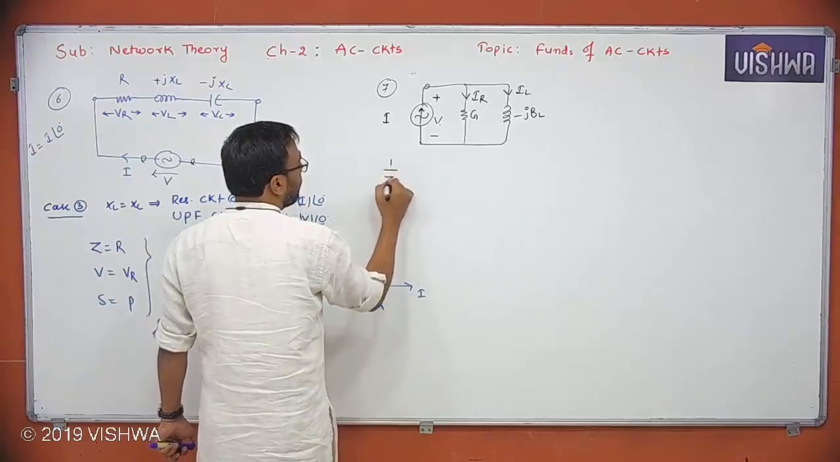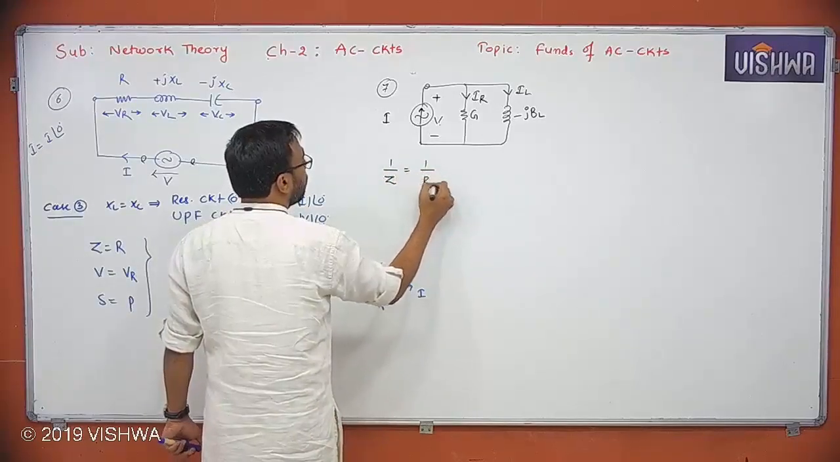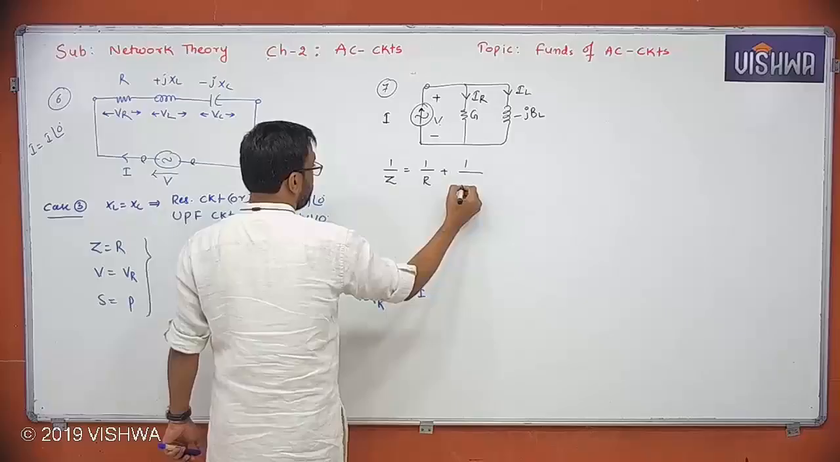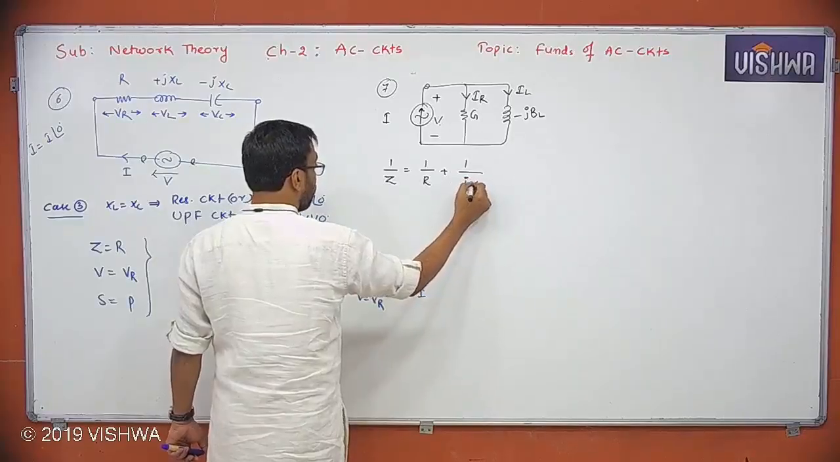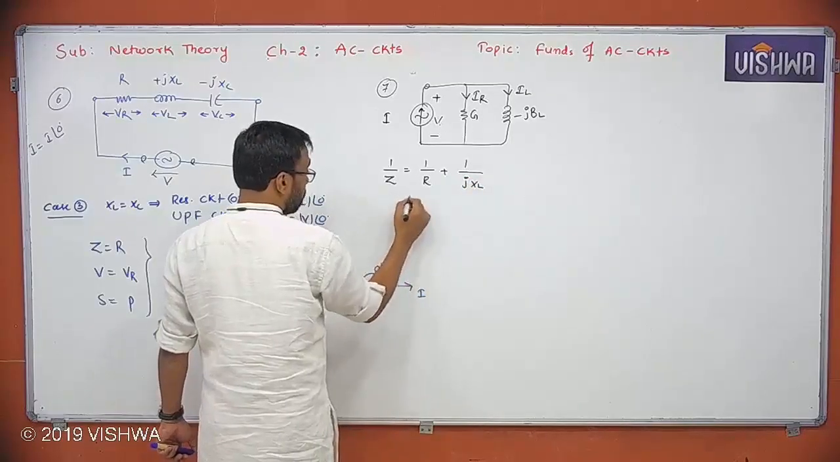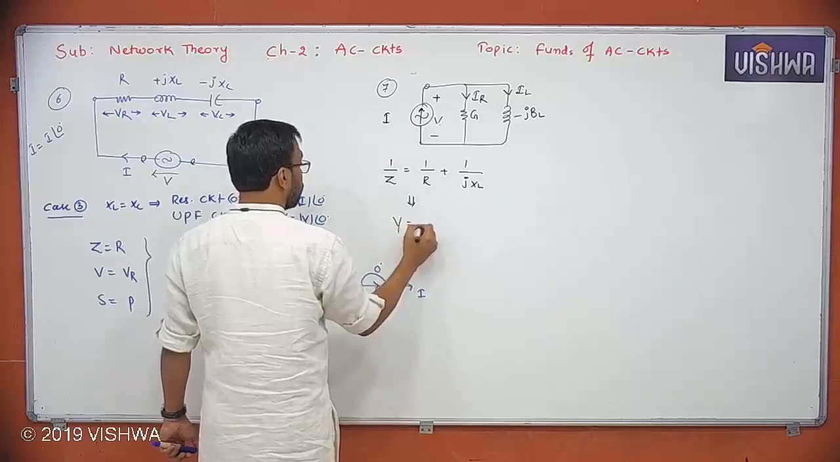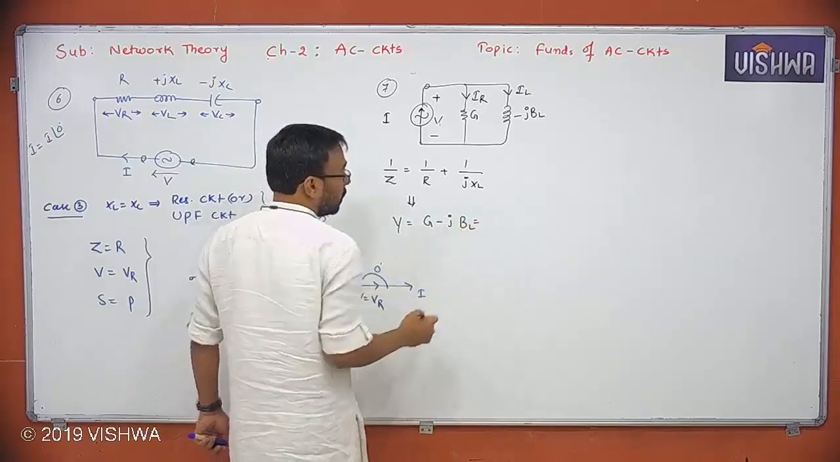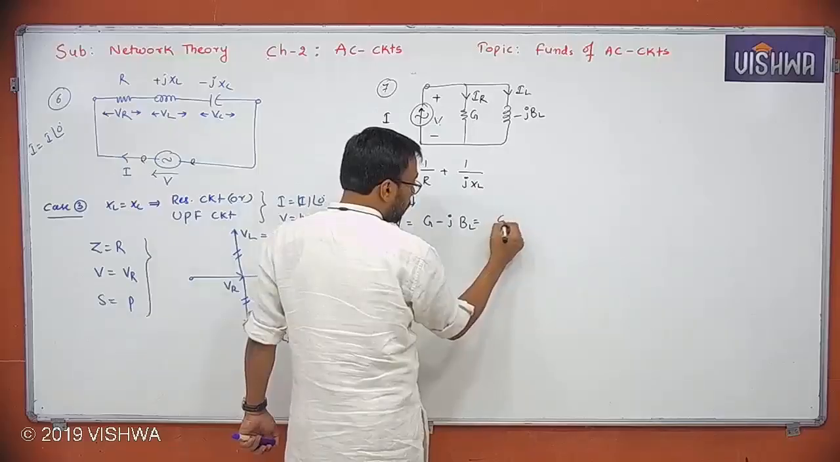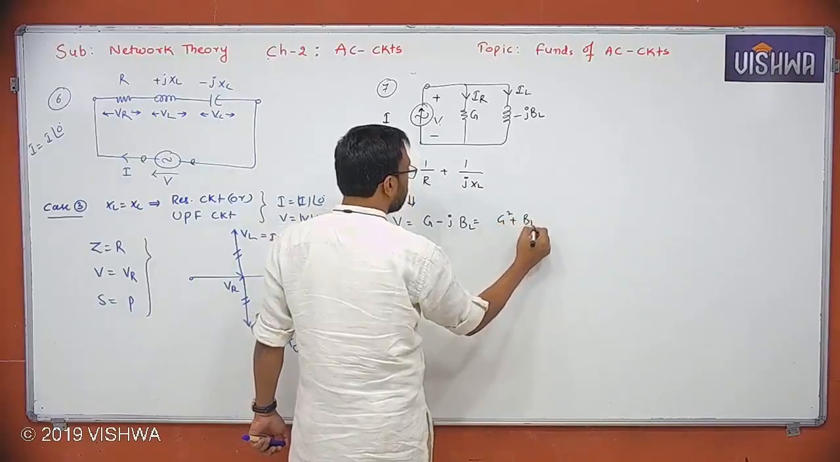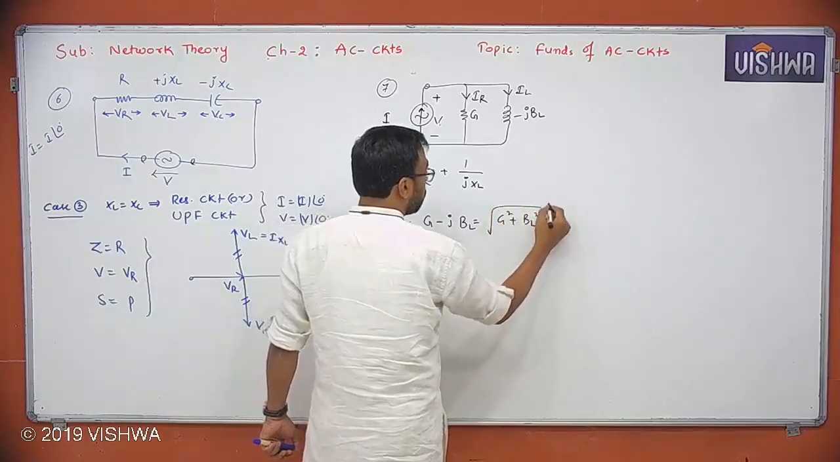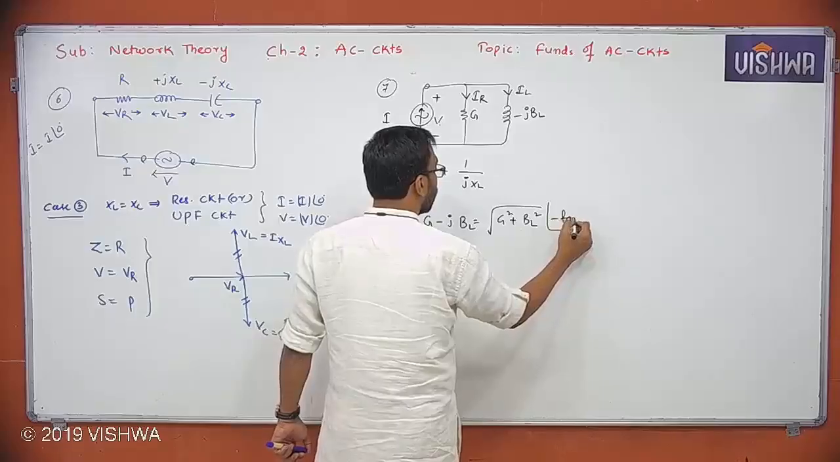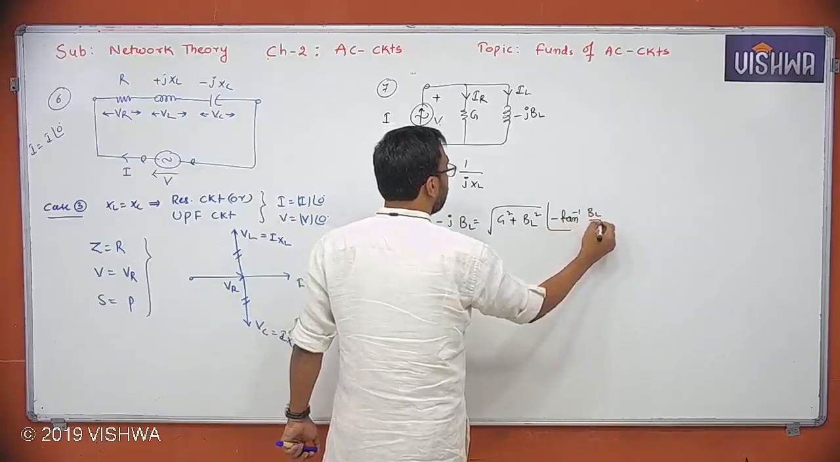Okay. Then here 1 by Z is nothing but 1 by R plus 1 by JXL, nothing but Y is equal to G minus JBL. You have square root of G square plus BL square at an angle of minus tan inverse BL by G.